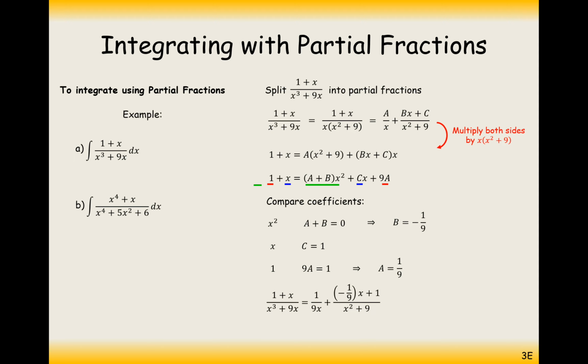So your partial fractions are 1 over 9x, because that was a, and we're matching it up with what we set a, b and c equal to up here. And then b will be minus 1/9, so it'll be minus 1/9 x plus c, which was 1, over x squared plus 9. And what you might want to do on the second fraction here is just times top and bottom by 9, and you'll get 9 minus x over 9x squared plus 81.